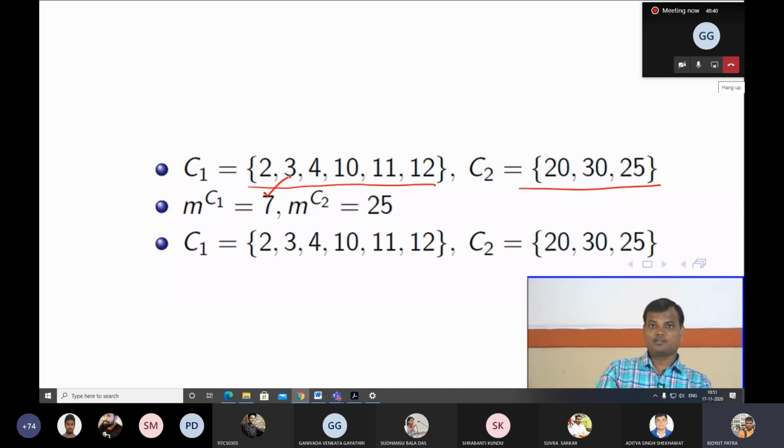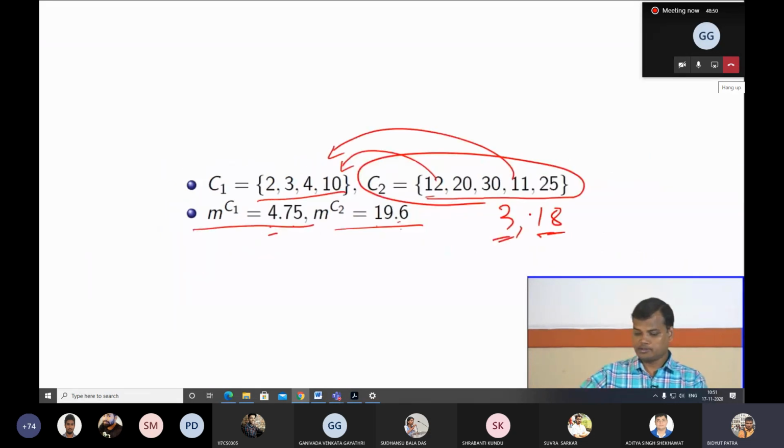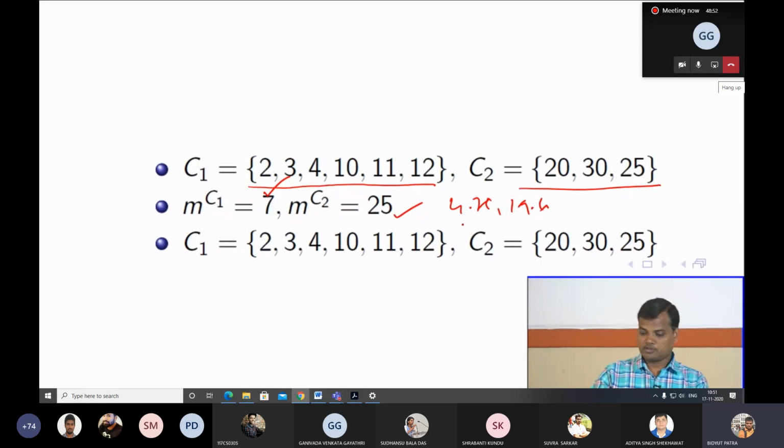So this is 7 and this is 25. Earlier the centroids were 3 and 18, now 7 and 25, so it is different. So again you have to assign the points. If you assign the points, the assignment will remain the same here, and therefore the centroids will also remain the same. So there is no change of the centroid. Therefore the algorithm has converged.